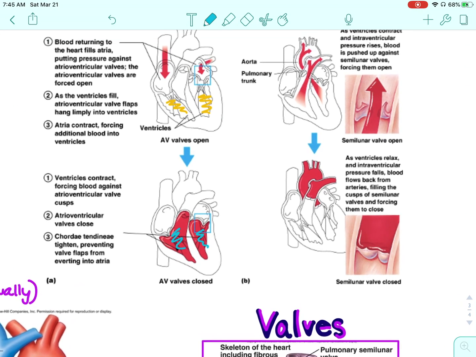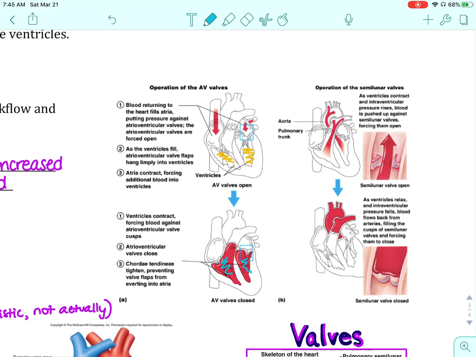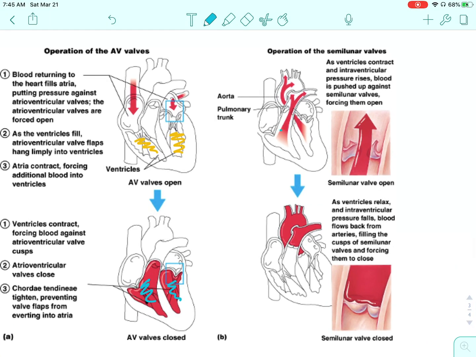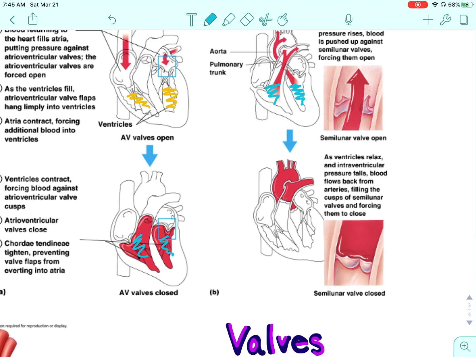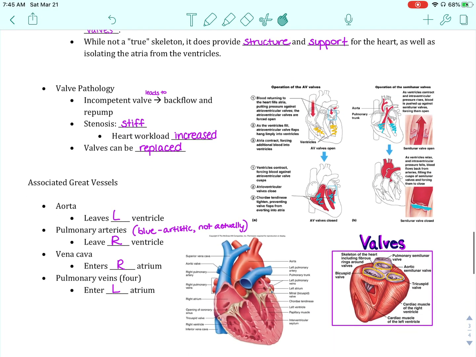On the other hand, with the semilunar valves, when the ventricles contract and the pressure rises, the blood is rushed up, forcing them open. Then as the ventricles relax and the pressure falls, the blood flows back, and the valves are already closed, so it can't flow back per se. It can't do this thing called backflow.